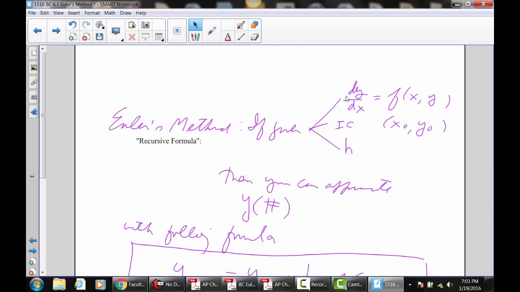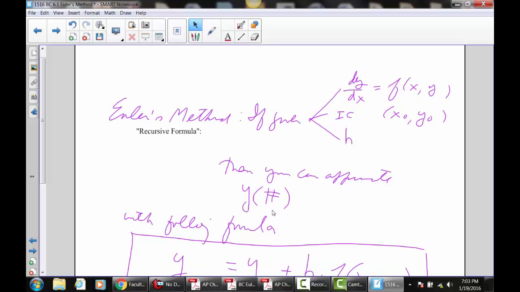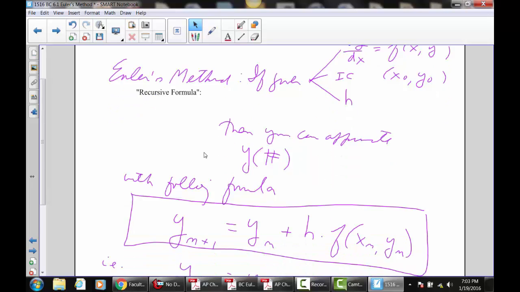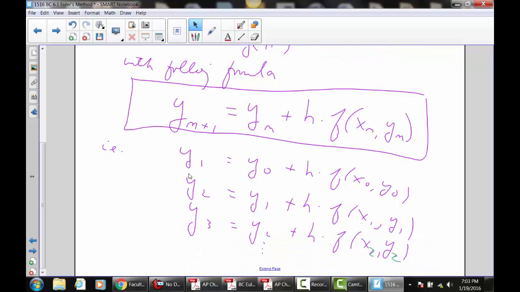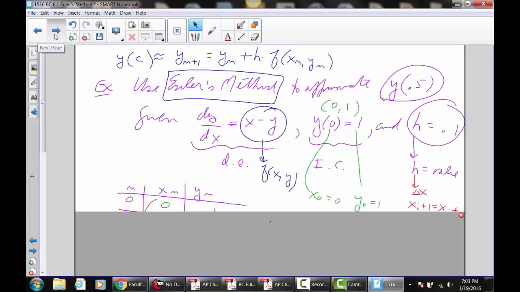So again, you're going to be given a differential equation, an initial condition, and a value for h. You'll be asked to approximate y of a number, y being the solution to this differential equation. The formula we're going to use for Euler's method, and this is the formula you want to memorize, is that yn plus 1 is equal to yn plus h times f of xn, yn. So, a few iterations: y1 is equal to y0 plus h times f of x0, y0; y2 equals y1 plus h times f of x1, y1; y3 equals y2 plus h times f of x2, y2.